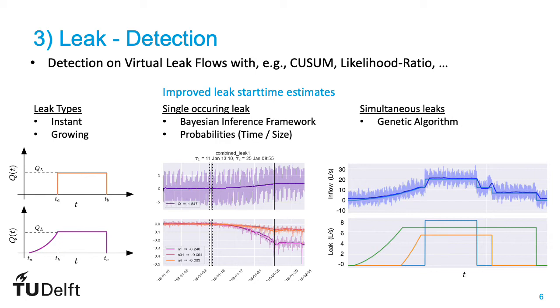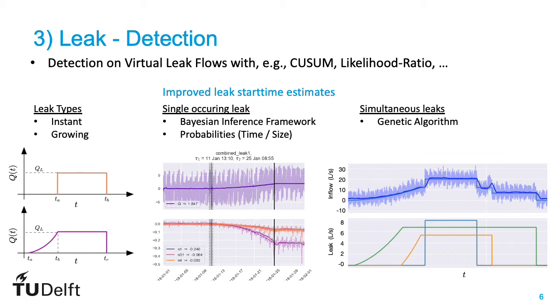We used change point detection algorithms like CUSUM and the likelihood ratio method to retrieve first estimates for the leak start times. The input parameters of the algorithms were calibrated on the small noise levels that were still remaining in the virtual leak flows. To retrieve even better start time estimates for the leaks, we made use of Bayesian inference for single occurring leaks, which used all flow and pressure measurement signals as input parameters to fit the identified leak shapes on the measured signals.